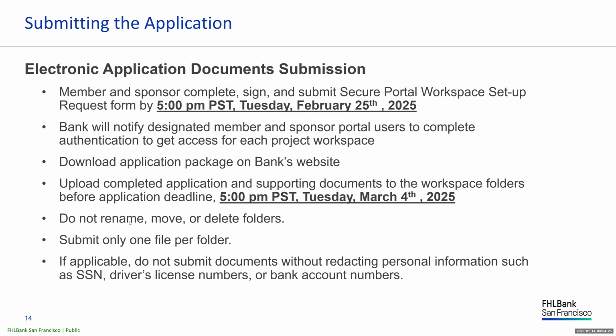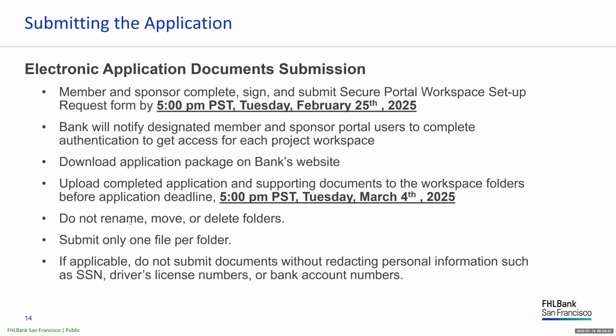For each application, the member and sponsor can authorize up to 5 employees to submit documents to the secure portal workspace. We will notify the designated member and sponsor representatives via email to complete authentication to get access for each workspace. The portal users will have to click on the link in the email and follow the instructions. Members are strongly encouraged to review all complete application materials and documentation prior to submittal. Keep the application form and financial workbooks as Excel files in the appropriate format.